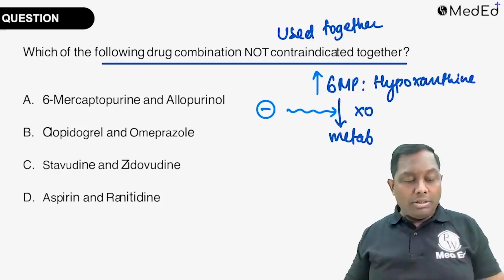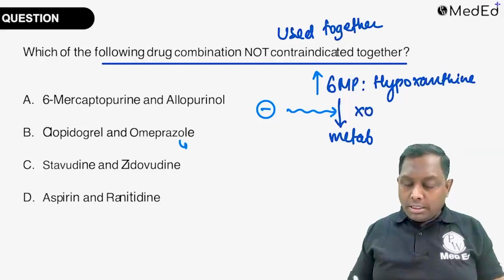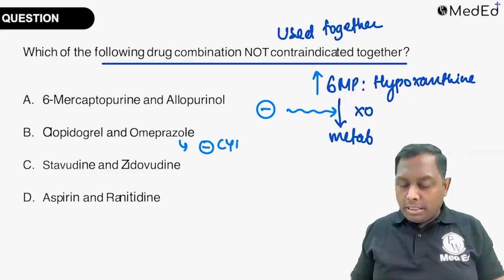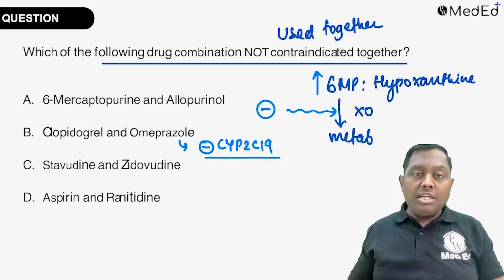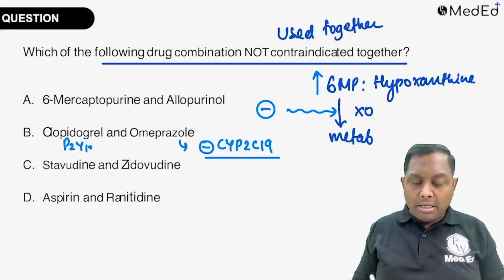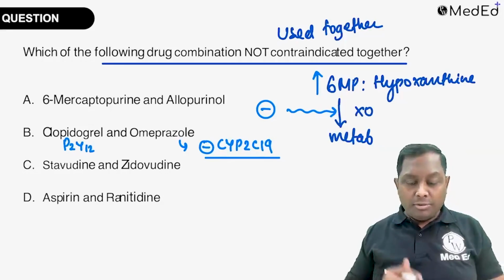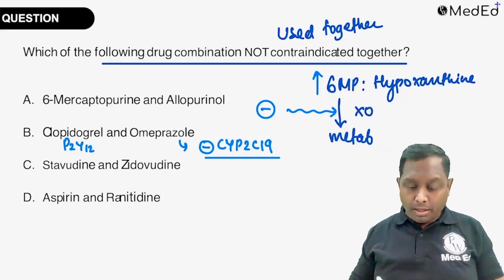Clopidogrel and omeprazole should also be contraindicated together. Reason being that omeprazole is an inhibitor of the microsomal enzyme CYP2C19, which is a very important enzyme for the activation of clopidogrel. Clopidogrel is a P2Y12 inhibitor, that is a prodrug. It gets activated by CYP2C19. Therefore, they should also be contraindicated together.